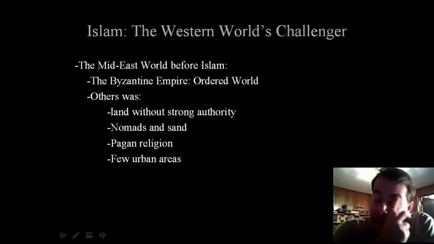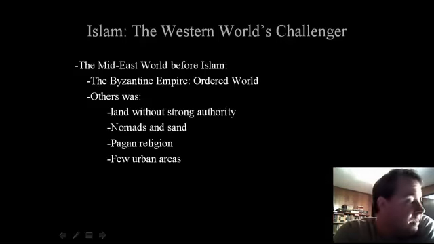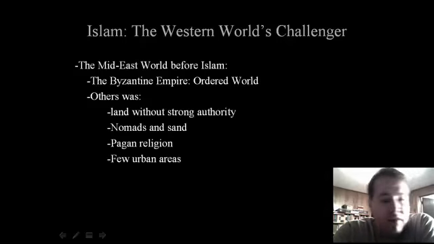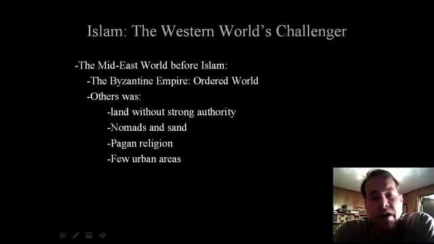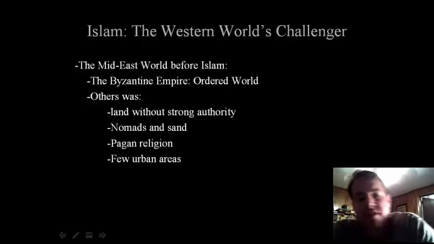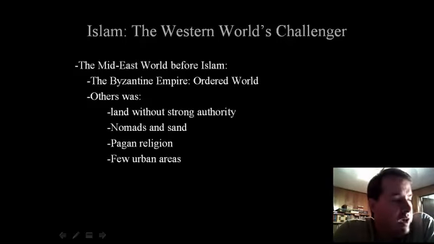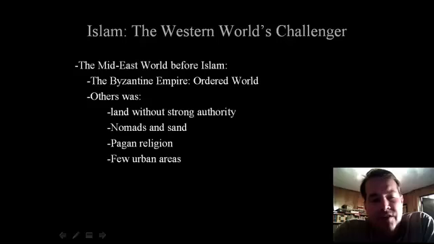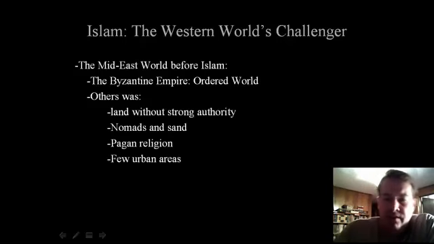And outside of Mecca and Medina, which are located, as you can see on this map, close to the Red Sea, there are very few urban areas. Most of the people who live in this area are, again, nomadic Bedouins who don't have a set location where they live. They don't have a street address, but instead move all over the sands of the Arabian Peninsula.